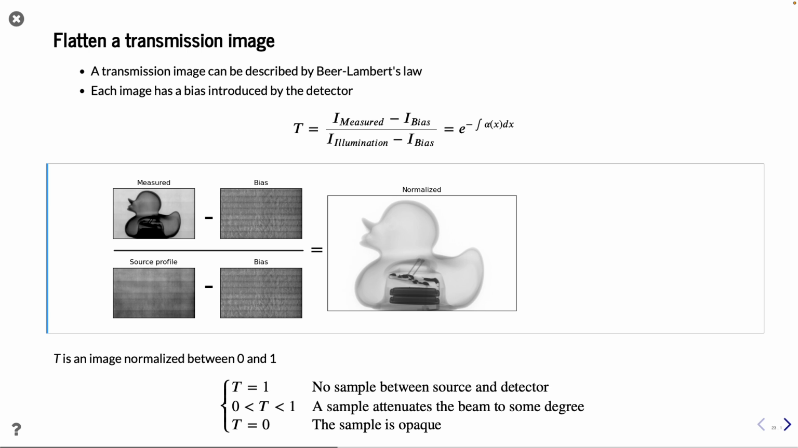Just as a side note, if you put the lead brick in front of a neutron beam, you will still see a flower behind it. So depending on the modality, you can have different sensitivities.